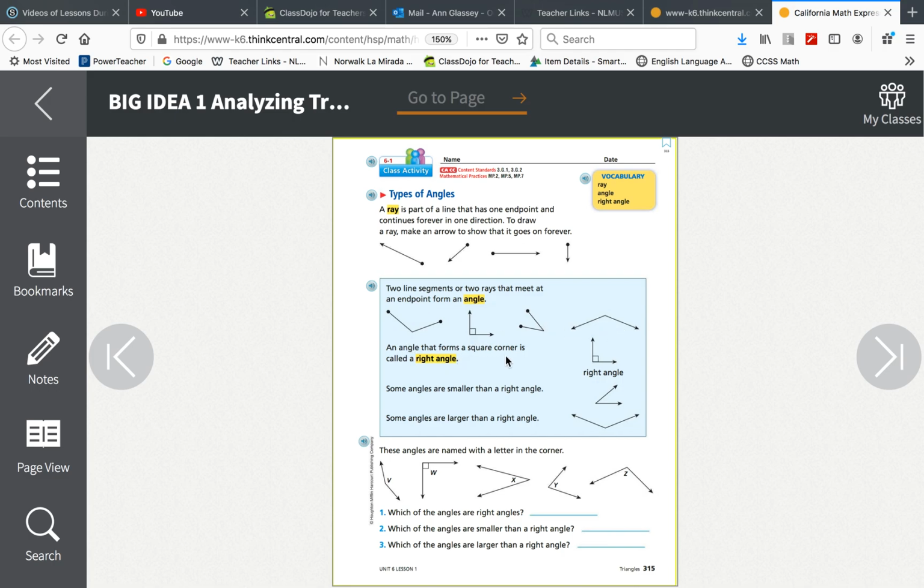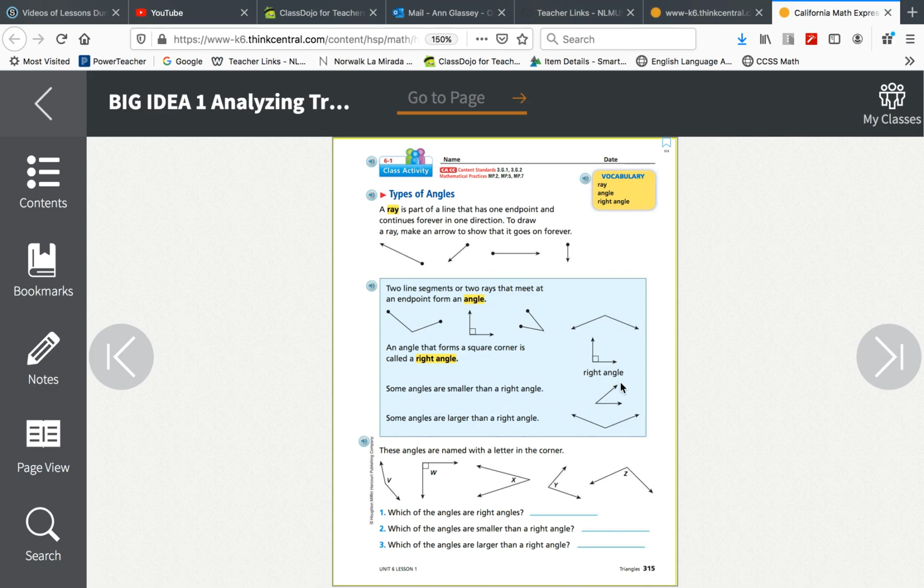An angle that forms a square corner is called a right angle. I also tell students, think of the corner of a paper or a book page. That corner is a right angle, also known as a 90-degree angle.